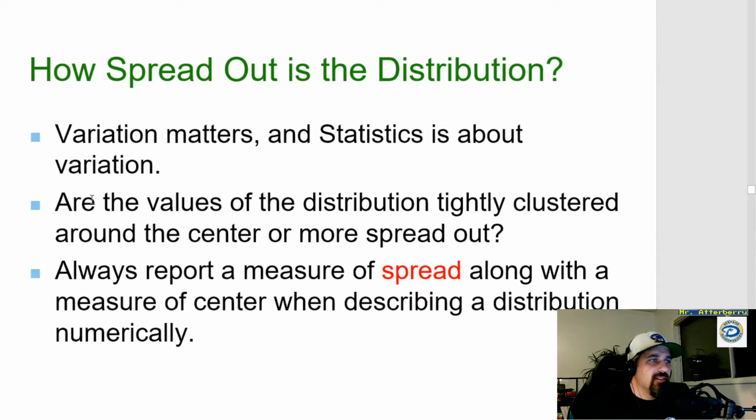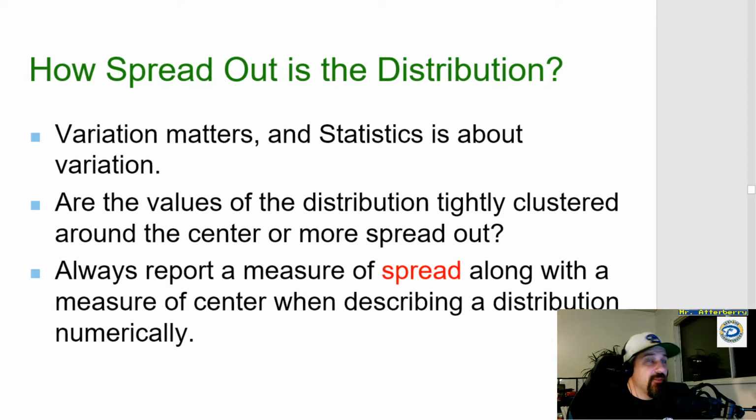This is about variation: are the values of the distribution tightly clustered around the center or more spread out? Okay, talk about the shape. We talked about the center, and now we're talking about how spread out the data is. Are the values tightly clustered once again, or is it more spread out? Always report a measure of spread along with a measure of center when describing a distribution numerically.